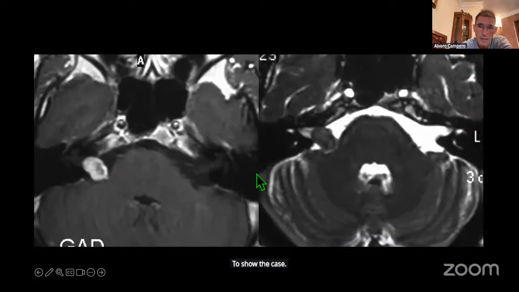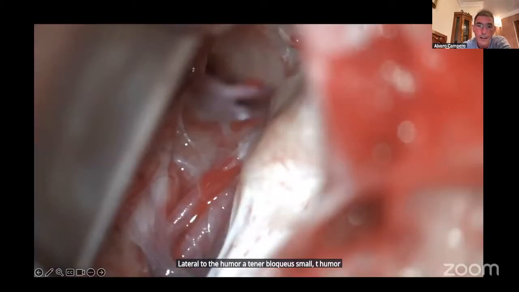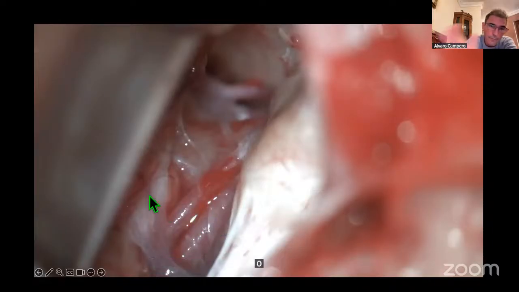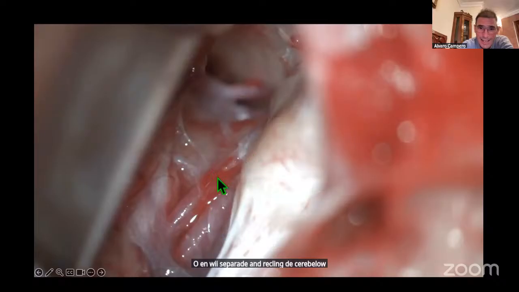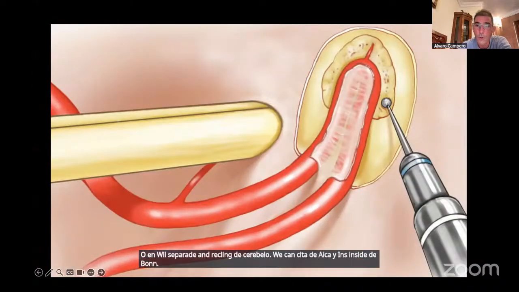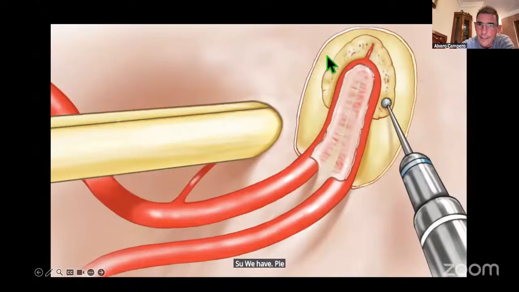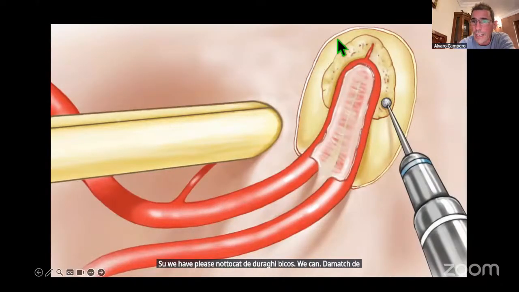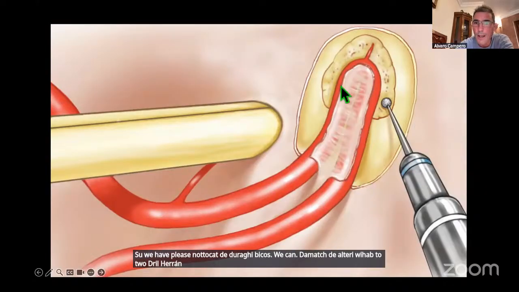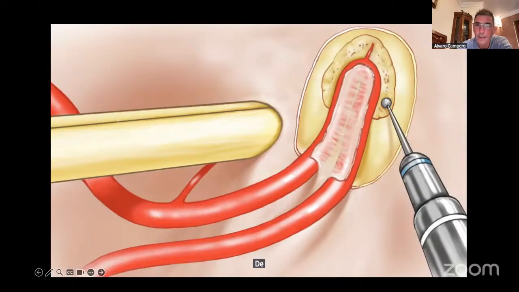This is a very beautiful tumor to operate because with a CSF lateral to the tumor at the level of the meatus, a small tumor, and so on. But when we separate and retract the cerebellum, we can see that the ICA is inside the bone. So please, we must not cut the dura here, because we can damage the artery. We have to drill around the artery and mobilize the artery with the dura.